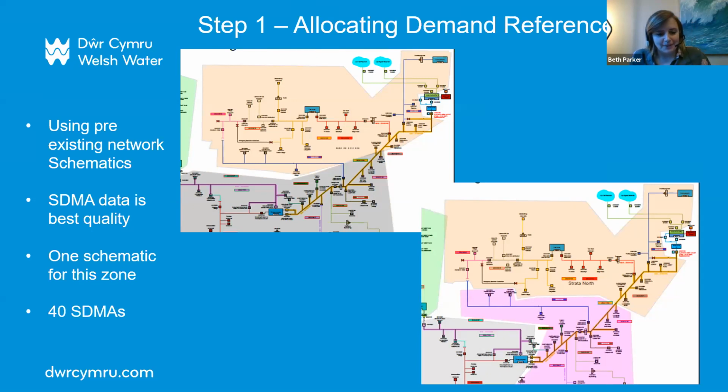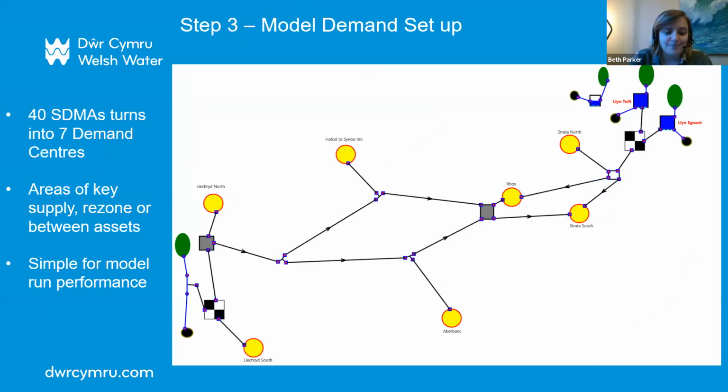So if the next slide can come up, this is what it turns into. This is an Aquator schematic. Aquator is a water resource modeling piece of software, and it allows us to simplify the water resource zone into water treatment works, demand centers, our water resource assets, such as reservoirs or rivers, and any constraints in between. And so you can see those 40 SDMAs in the previous network schematic turned into 7 demand centers.